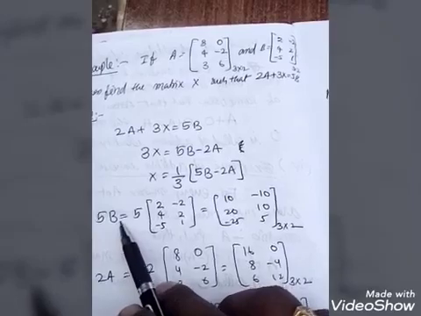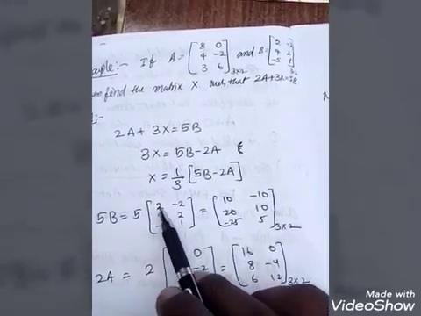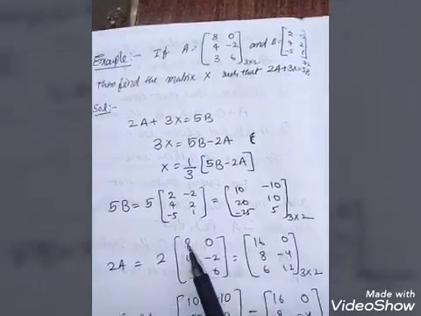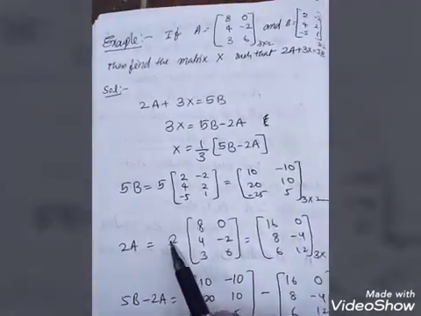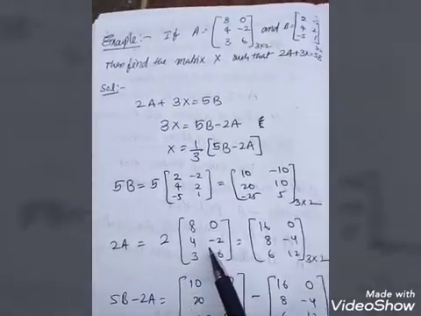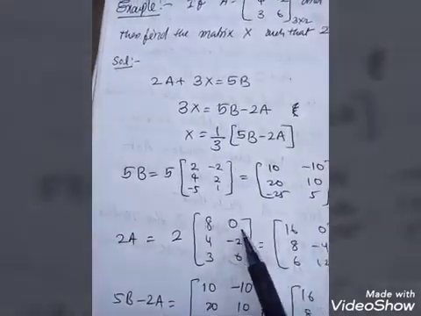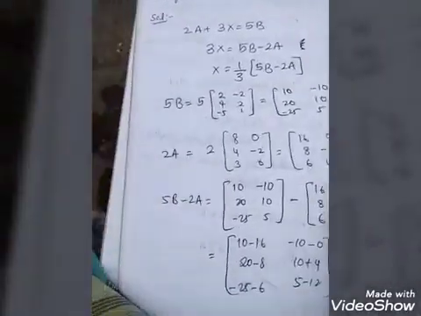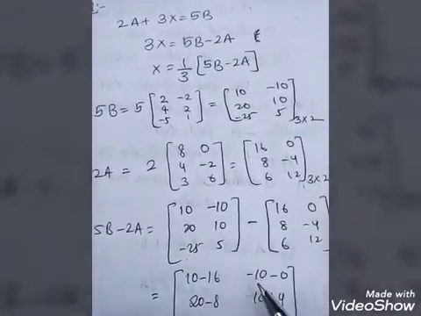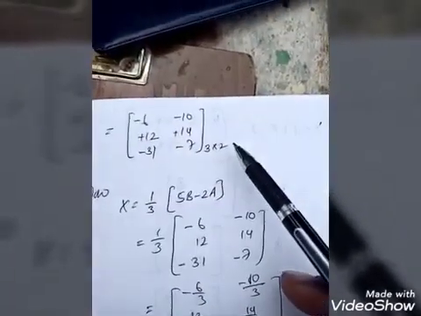5B means a scalar multiple with 5. That means each element of the matrix should be multiplied with 5. You will get this matrix. And 2A, that means scalar multiple of 2 of matrix A. Now you have to multiply each element of A by 2. You are going to get this matrix. Now subtract them, that is 5B minus 2A. If you subtract, you get this matrix.